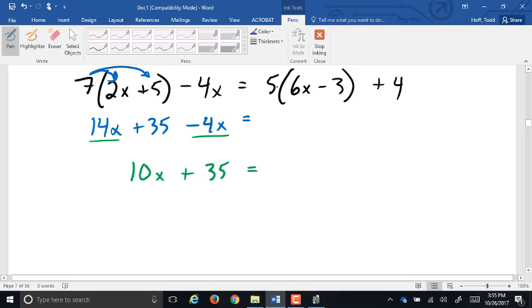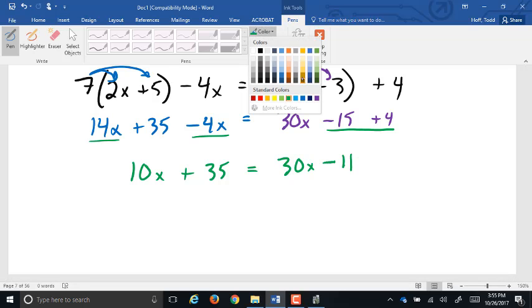Over to the right side, I've got the parentheses, so I have to work there first. I'll multiply by 5. 5 times 6x, 30x. 5 times negative 3, negative 15. We still got the plus 4. Nothing to combine with the 30x, but negative 15 and positive 4 make negative 11.